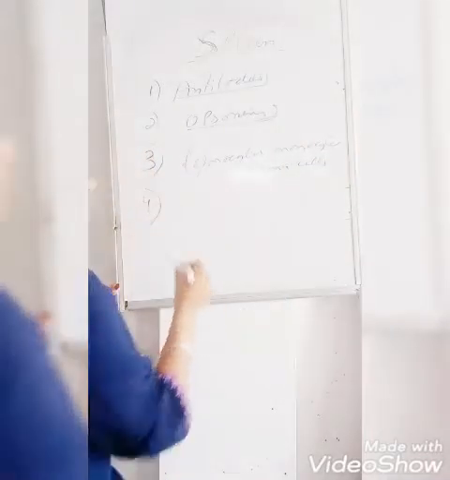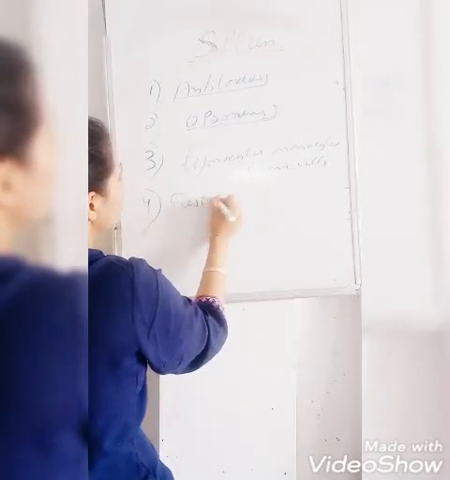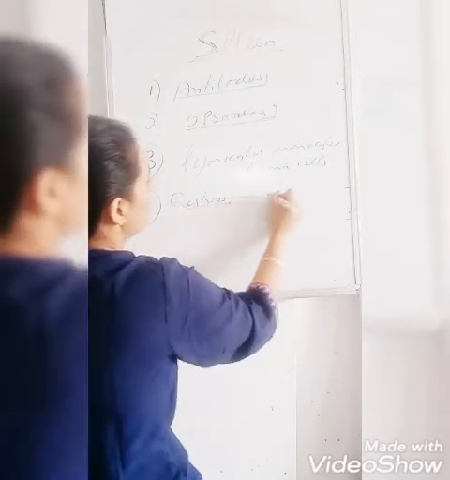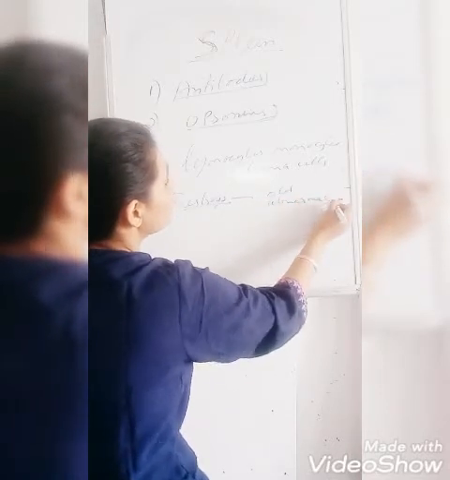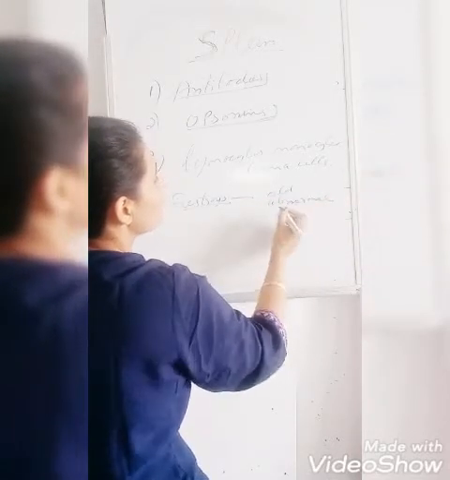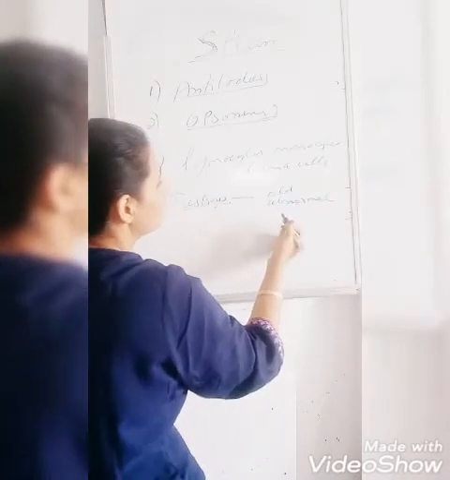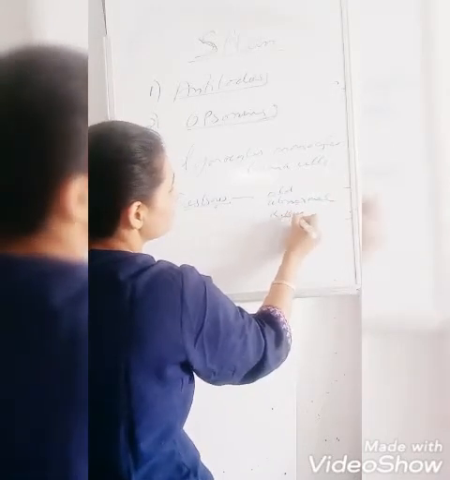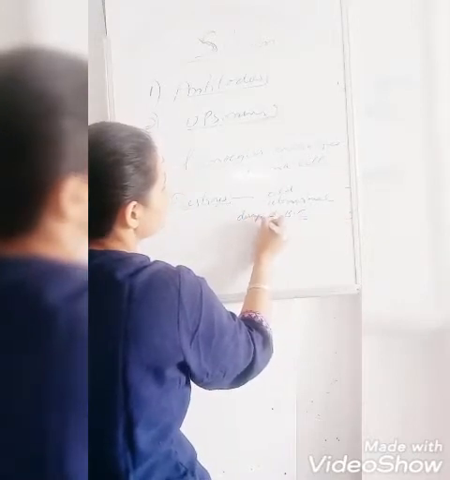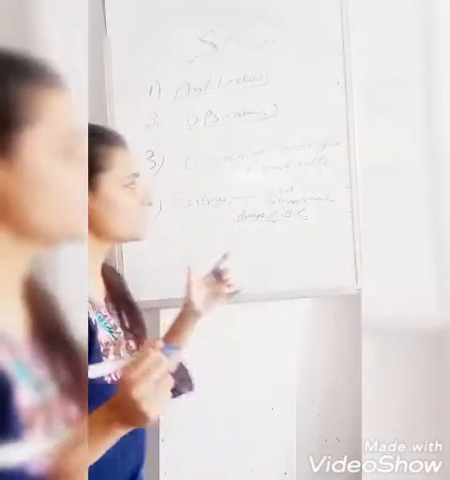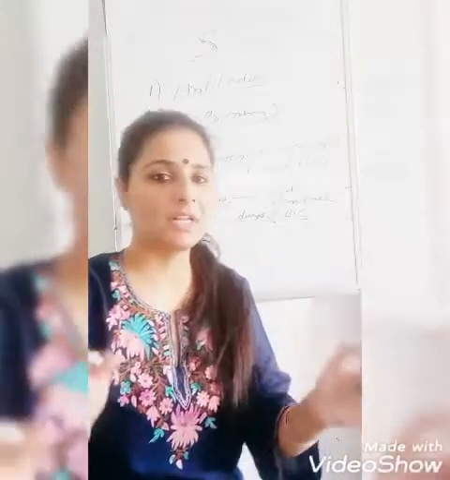Then it destroys the old abnormal RBCs or deranged RBCs. So the RBCs which are old, abnormal or deranged are destroyed by the spleen.